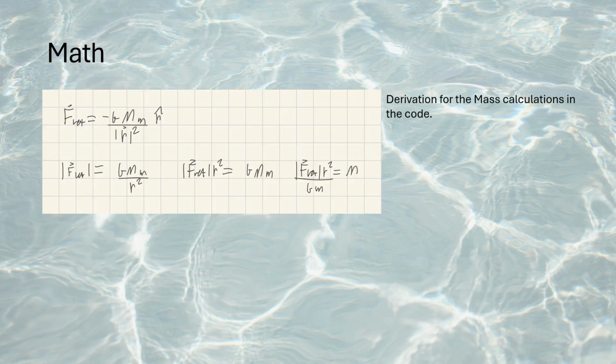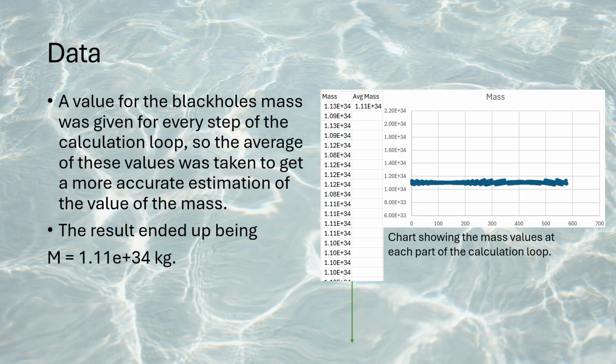Derivation for solving for our mass of the black hole. As you can see, we took the magnitude of each side and then solved for big M. We gave a value for the black hole's mass at every step of the calculation loop. So we took the average of all of these values because there were almost 500 values. The result ended up being mass equals 1.11 times 10 to the 34 kilograms. As you can see on the right, there's a chart of all of the values for each step.